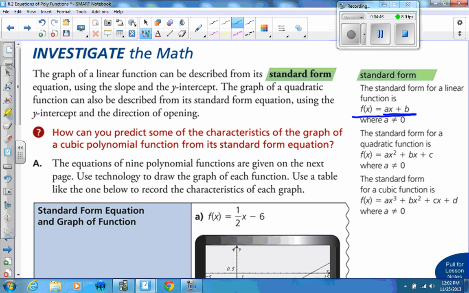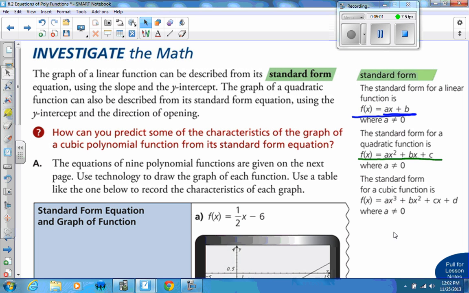Okay? The standard form of a quadratic you learned last year, so ax squared plus bx plus c, where a cannot equal 0. If a equals 0, then it would turn into a linear function.